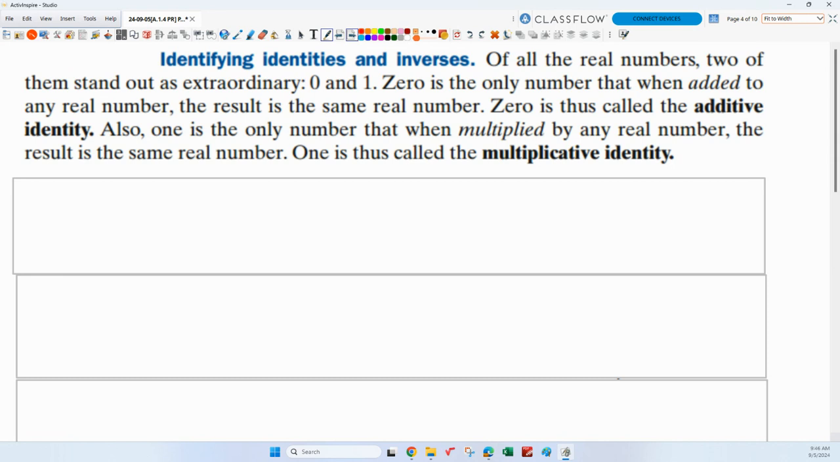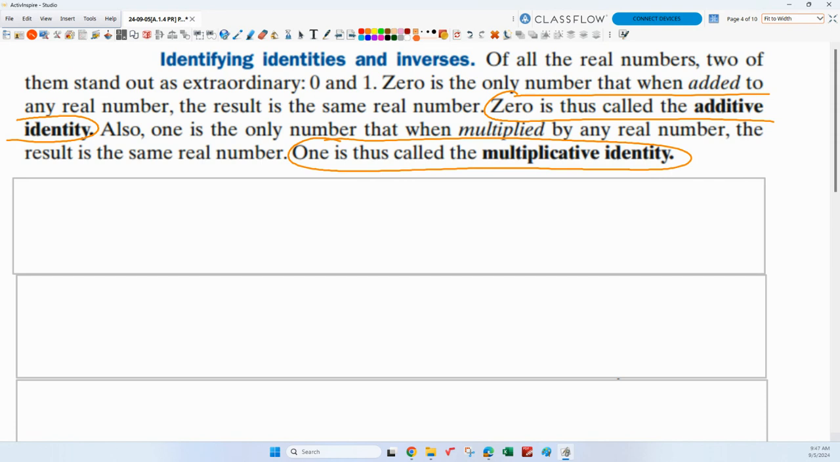For multiplication, that number is 1. 1 is the only number that I can multiply by something and keep it the same, preserve its identity, right? So for that reason, those are important numbers. We give them special names in math. We call 0 the additive identity, because it keeps the identity the same when you're adding. And we say that 1 is the multiplicative identity, because again, that's the number we can multiply by and keep the identity the same.